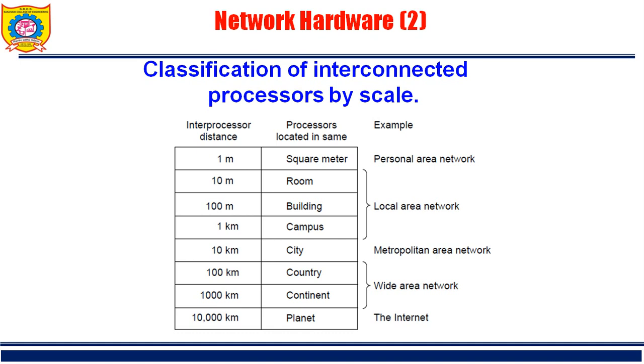The next network has a distance of 100 kilometers, and the location is a country. Within a country, communication from one location to another at 100 kilometers or more, it may be 1000 kilometers, which we can call a continent, is called a wide area network. And the distance beyond that, 10,000 kilometers, we call a planet, all over the world. When it is connected, it is called the internet.